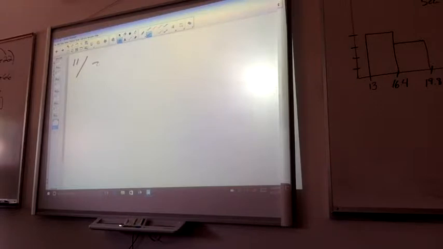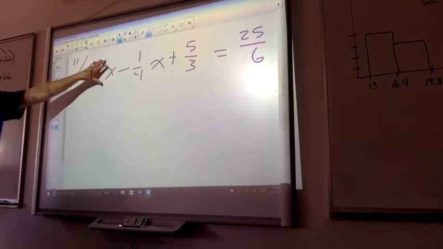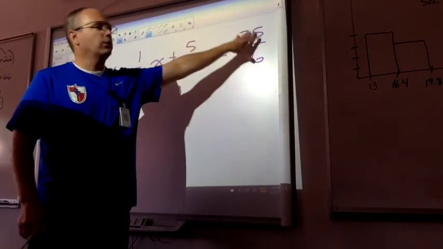All right, number 11: 3 over 4x minus 1/4 x plus 5 over 3 equals 25 over 6. Quick question. How many terms does it look like I have up there? A lot? Good. Yeah, 4. Good. I have 4 terms. This is a term, this is a term, term, and a term.